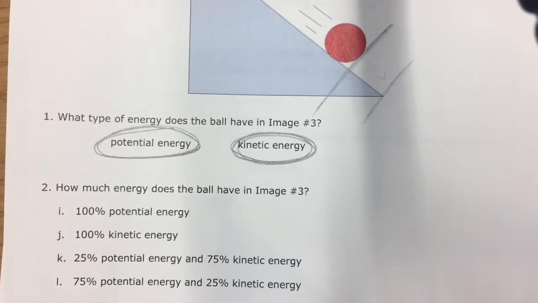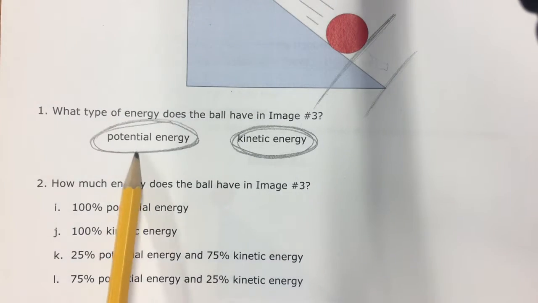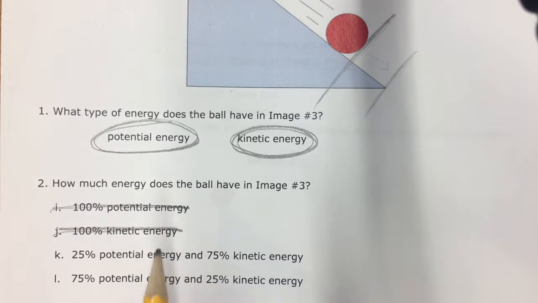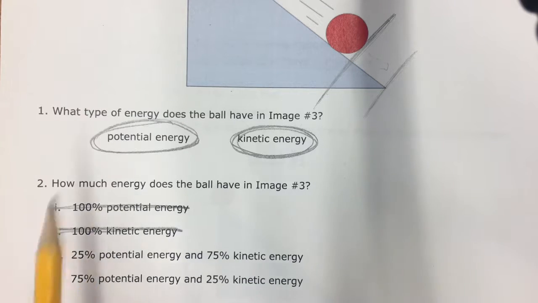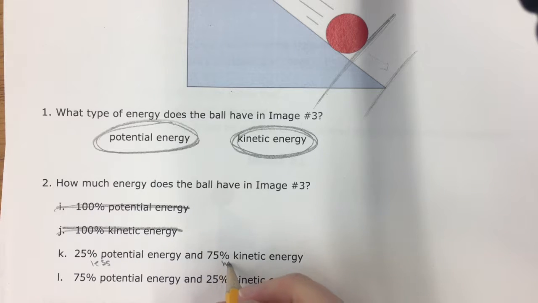Okay, how much energy does the ball have in image number 3? So since it has both potential energy and kinetic energy, I can already get rid of these 2. K says 25%, that's less potential energy and more kinetic energy, 75% kinetic energy, or 75% potential energy and 25% kinetic energy. So I have more potential energy here and less kinetic energy here.